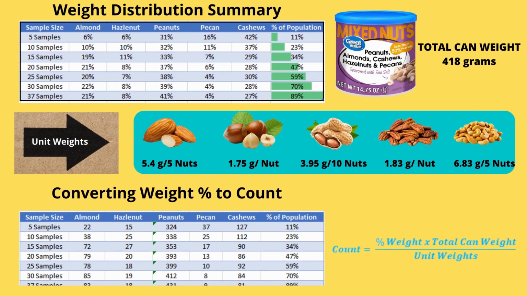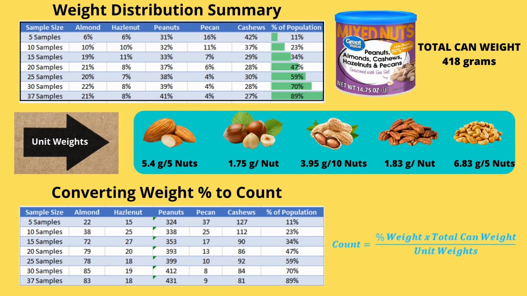On the weight distribution summary table, I recorded the mean percent weight of each category of nuts in the mix based on our sample size. You can see I calculated the means in 5 sample groups at a time. I did this so I can answer how many samples it takes to yield a realistic estimation.